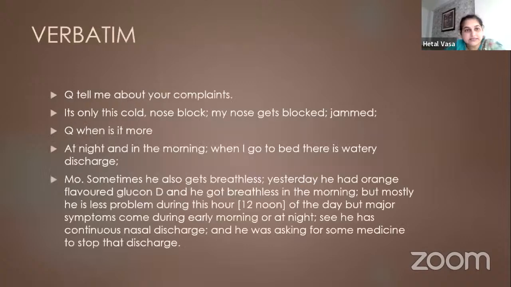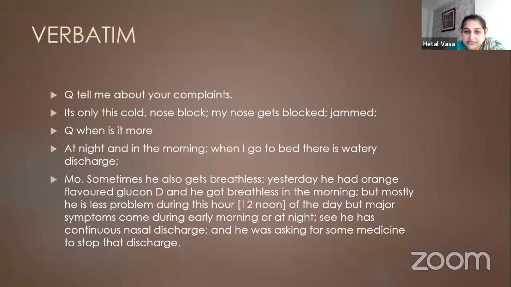Next. So this is the verbatim. Questions are asked by me. So tell me about your complaints. The patient says it's only this cold, nose block. My nose gets blocked and jammed. When is it more? At night and in the morning, when I go to bed, there is watery discharge.